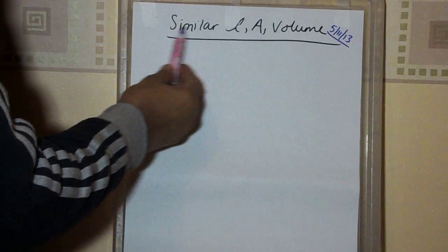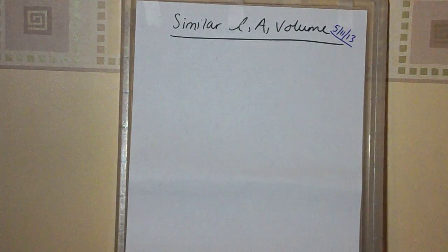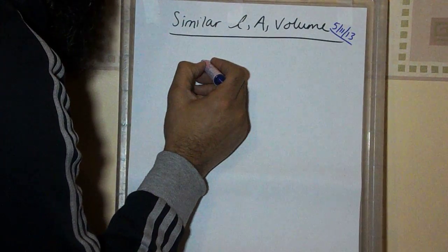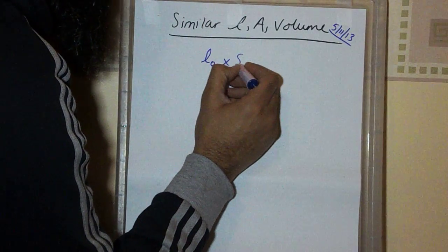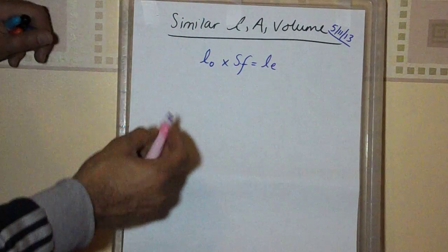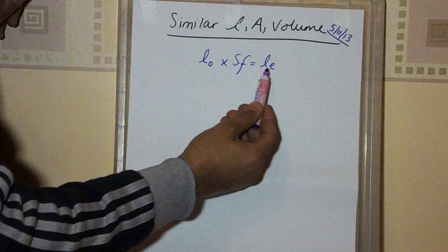Today we're looking at similar lengths, area and volumes, 5th of the 11th of 2013. First of all, we're going to be looking at how length works. We have length, I call it length original. You multiply that by a scale factor, that gives us our length enlarged. That's when you're looking at length. So your length has this linear relationship.